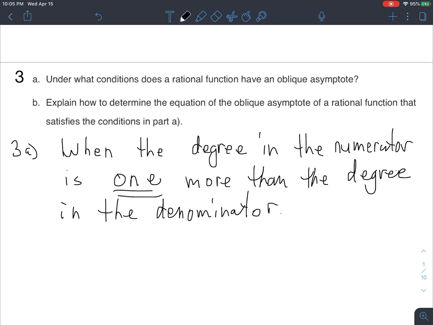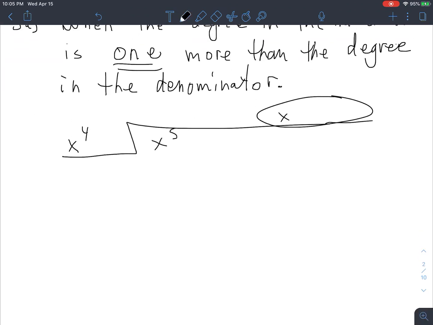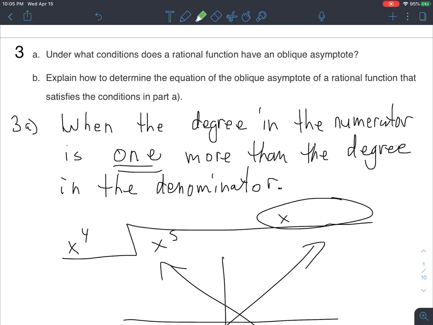That's because when you do the division, if you have an x to the 5 term on top and an x to the 4 term on the bottom, then when you divide it, you're going to end up with just an x term. So you're going to end up with a linear term when you do the division, and if it's linear, then the asymptote is going to be a straight line, something like that. Alright, so this is your answer right here.